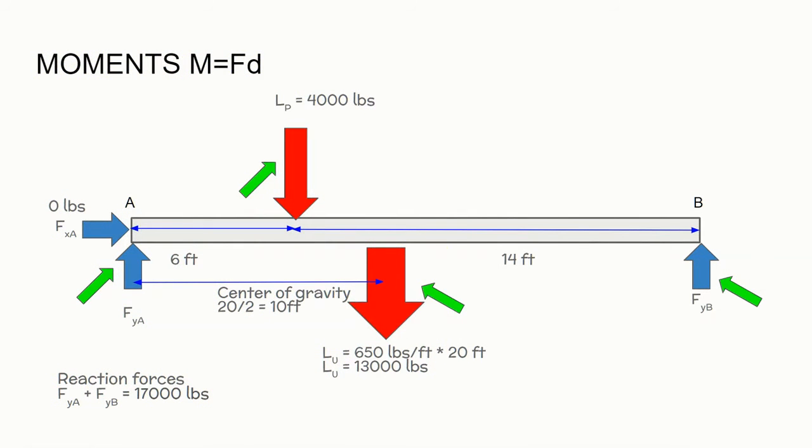So let's look at our moments. We have a moment here that we have to account for at point A. We have a point load, we have a uniform load. Let's talk about this. This whole beam is 13,000 pounds. But we need to think about it in terms of center of gravity, which means it's right in the middle. So 20 feet long divided by 2 tells us that the center of gravity is at 10 feet, right here. So we're going to have 13,000 pounds acting right here. So that's the distance for force times distance, 10 feet for our uniform load. And then over here we have the reaction force at point B, 20 feet from point A.